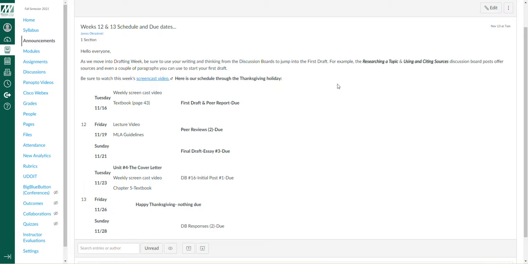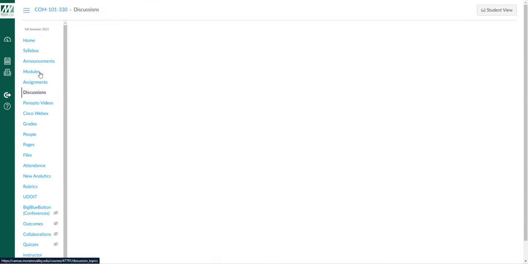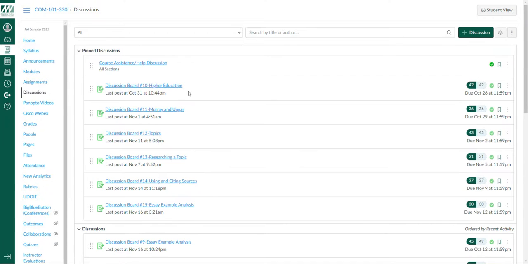Based on what I've seen in the first draft, the peer report, and some of the drafts coming in, I think a quick review of some of the material that we covered throughout the proposal argument unit is in order. Just to start off on the schedule, the first draft was due on Tuesday along with the report. Peer reviews are due on Friday, the final on Sunday, and then we move into our last unit. So I just want to emphasize the importance of the discussion board activity.